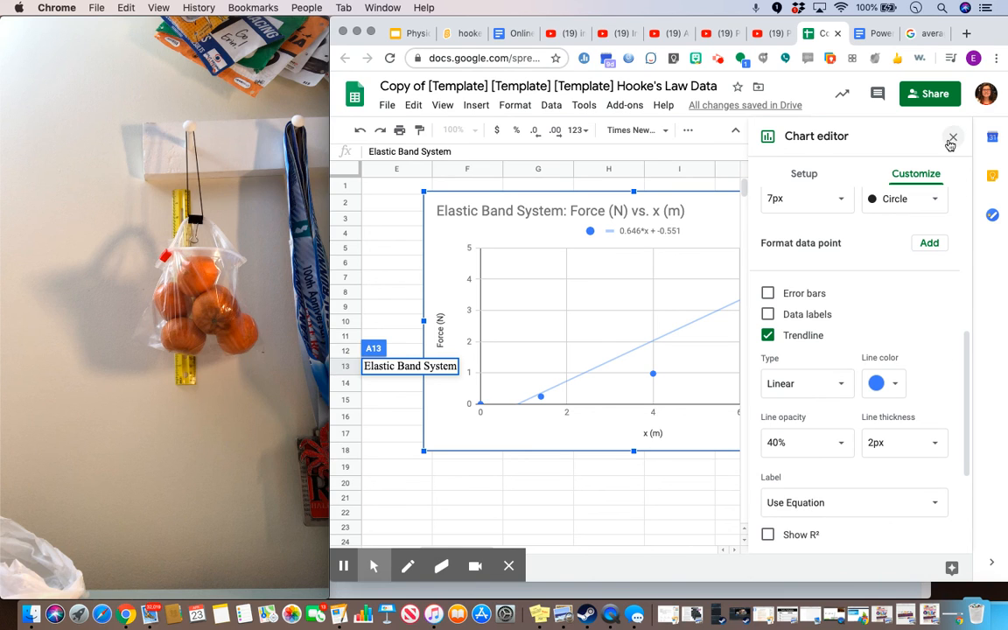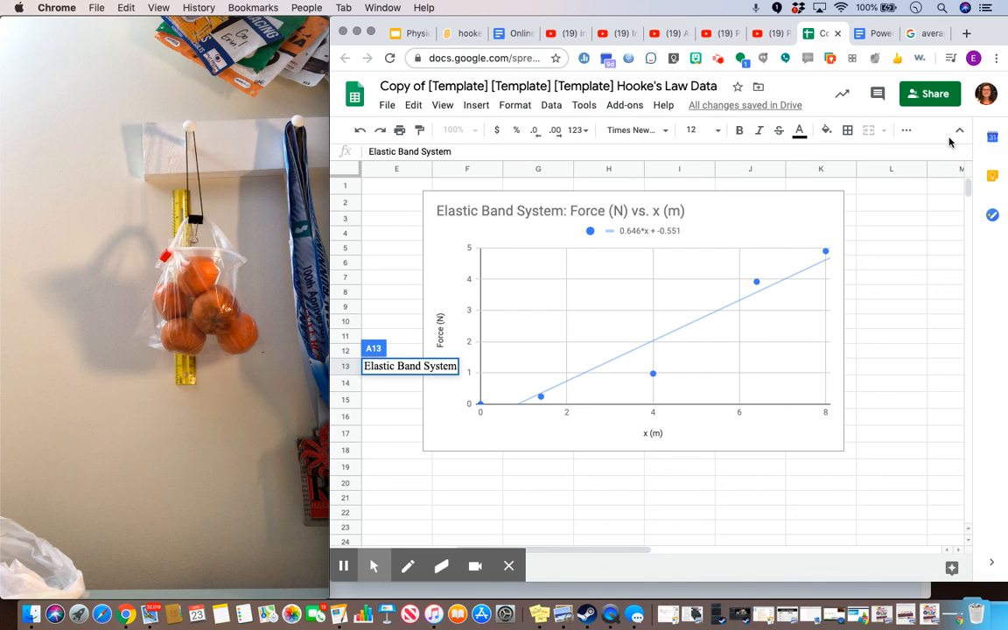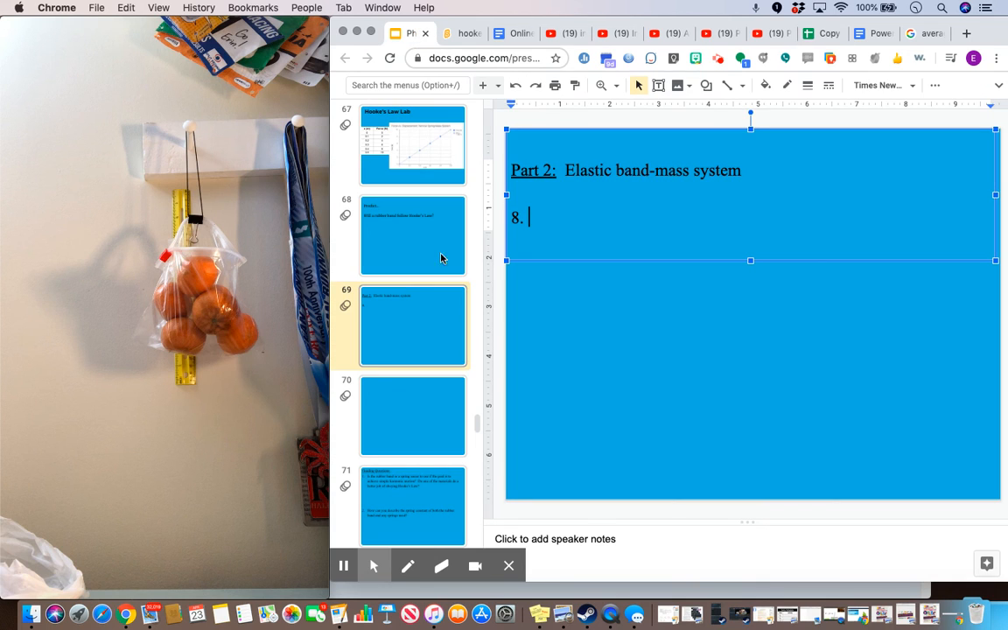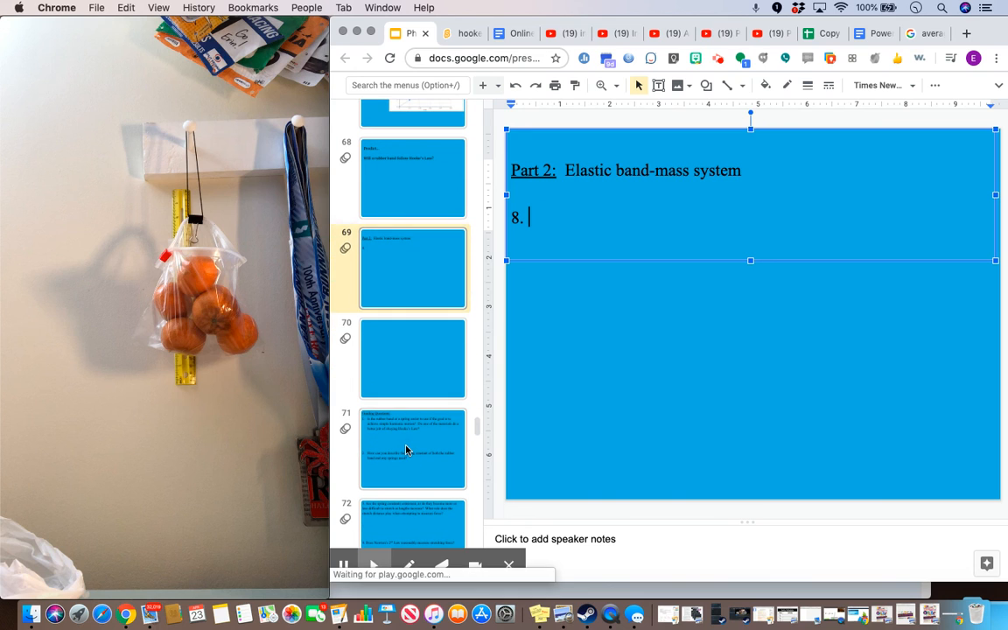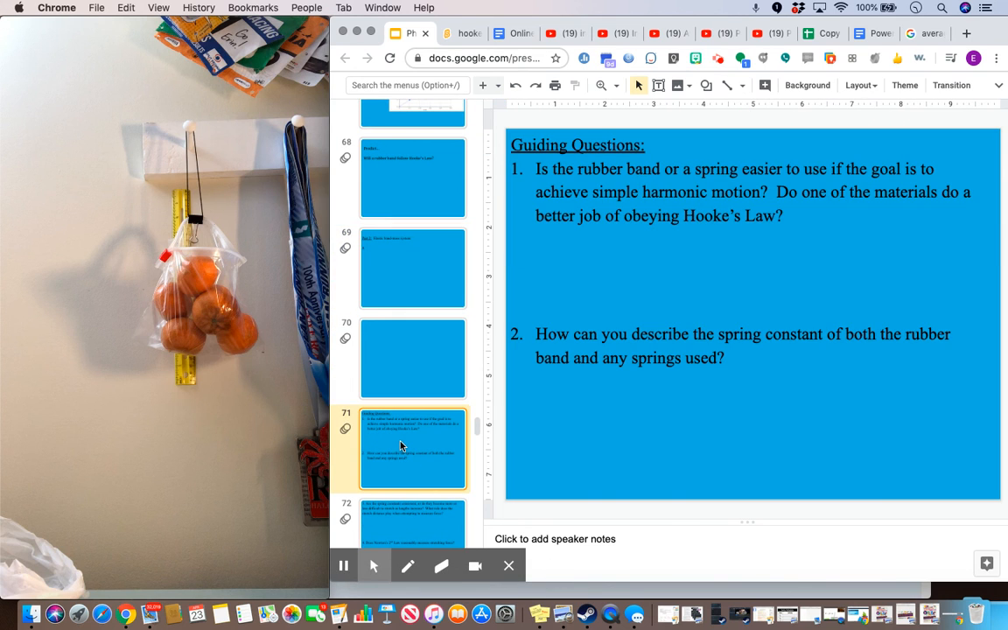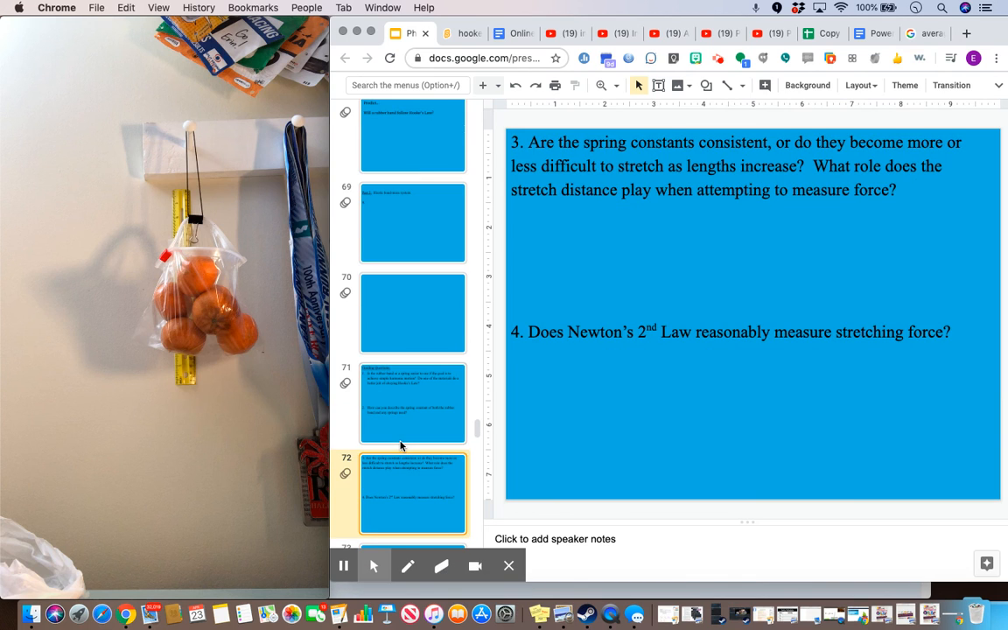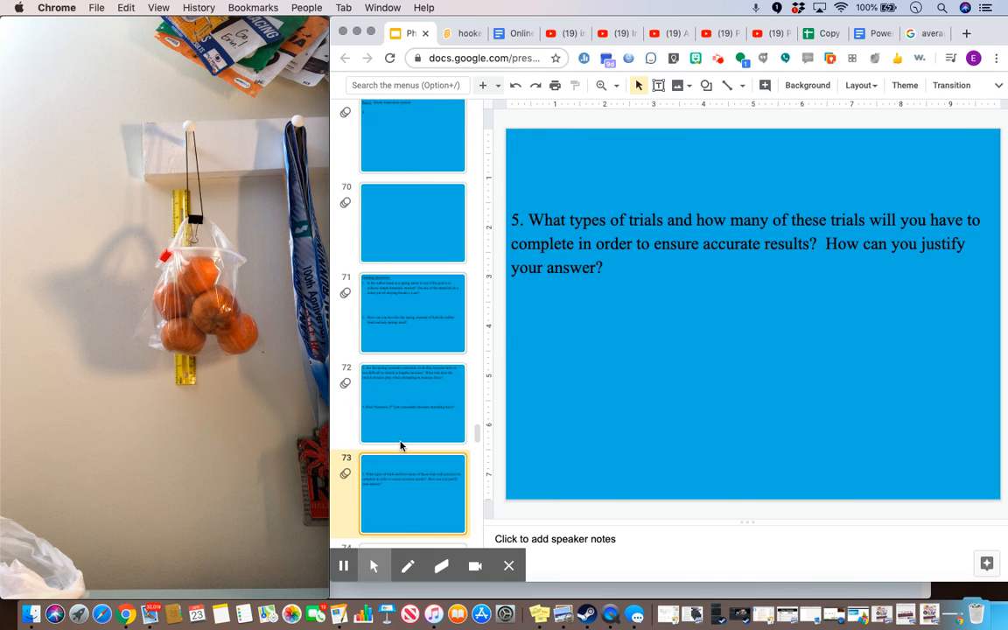Again, how well this data fits a linear trend line determines if an elastic band follows Hooke's law. Once you've collected your data and graphed your data, you're then going to answer the rest of the guiding questions. Please use data in your answers.